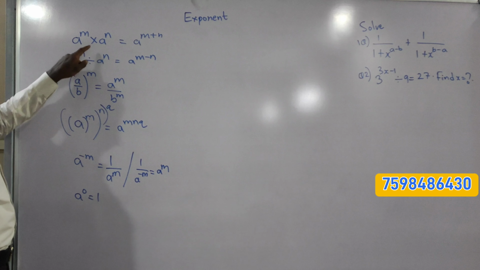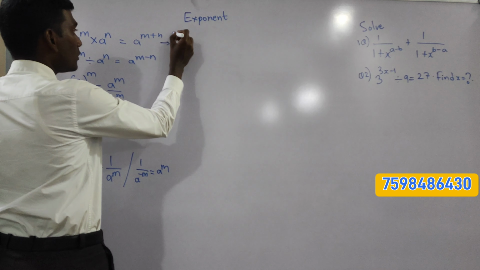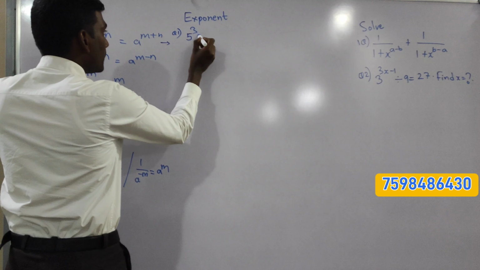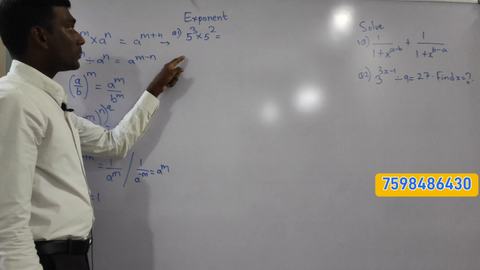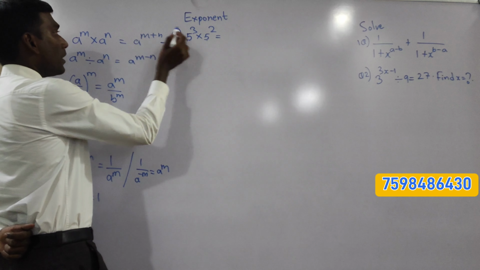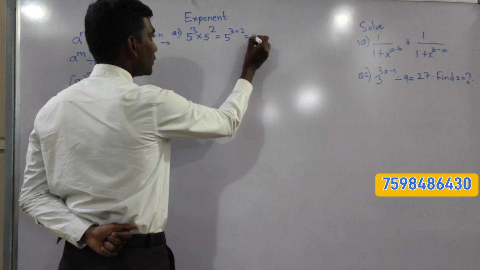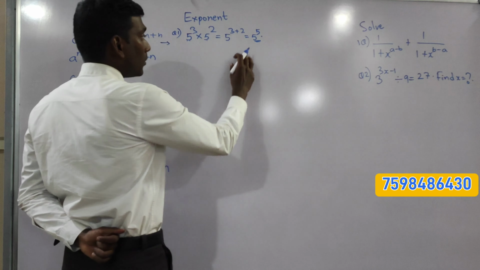So now let us try to understand the first formula with an example. Let me give you the first question. The question says 5 to the power of 3 into 5 to the power of 2. What is the answer? You know the bases are the same, so the powers m and n you are going to add. So 5 to the power of 3 plus 2, the answer is 5 to the power of 5.